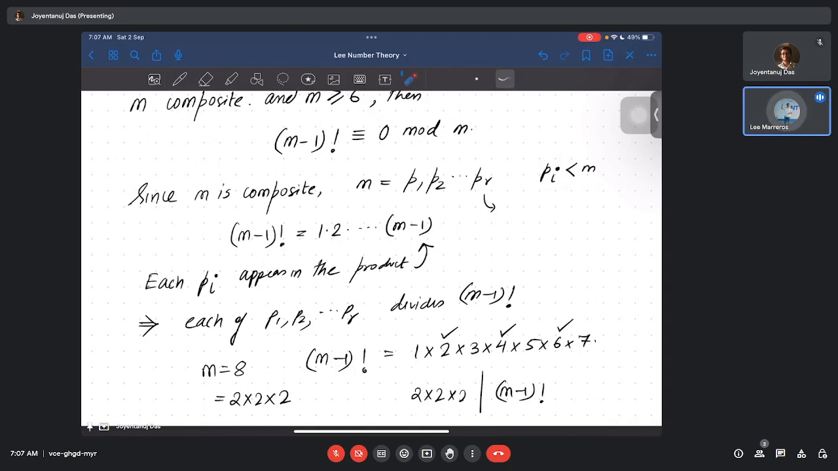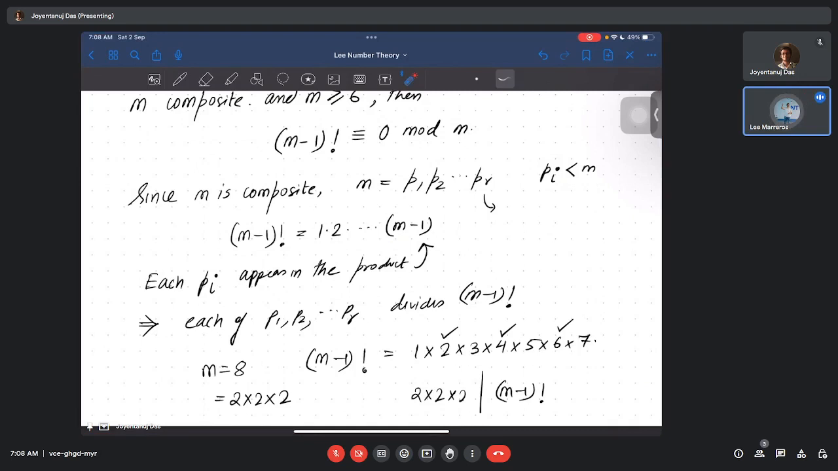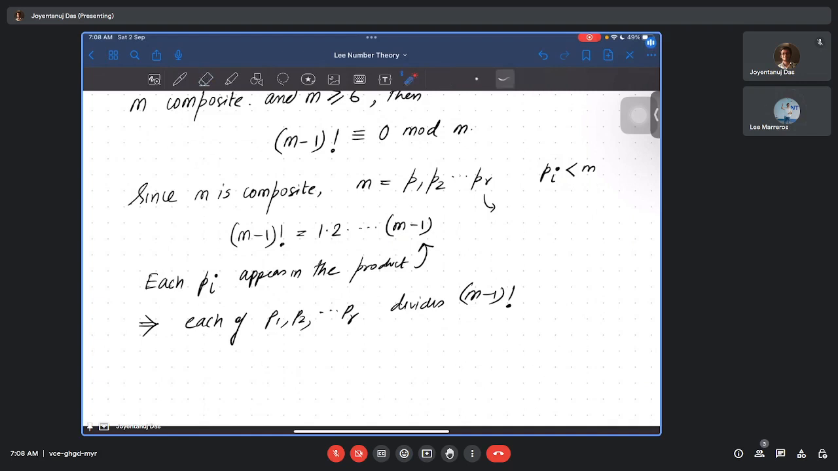You're saying each individual factor divides n minus 1 factorial, right? But you have 2 multiplied by 2 over there, so you're multiplying all the factors. Yes. The thing is, okay, let me, this example is fine. This example you understood. But here actually what I'm taking is, all these things are distinct prime factors.